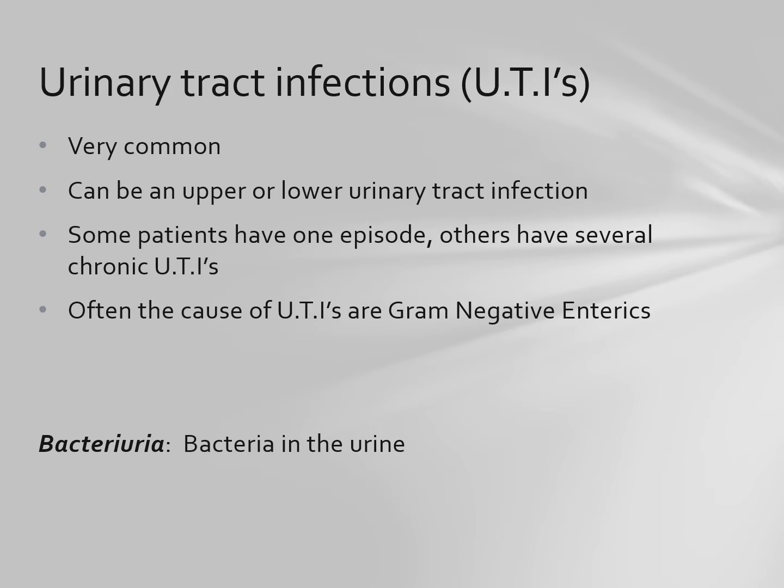Some patients have only one episode of a urinary tract infection and they never have another one again in their lives, and others have chronic urinary tract infections. Often the cause of a urinary tract infection is the gram-negative enterics. E. coli is the #1 cause of a urinary tract infection, and Proteus mirabilis is the #2 cause of urinary tract infections, and those are both enterics. You might want to be familiar with that term bacteriuria, and that basically means bacteria in the urine.